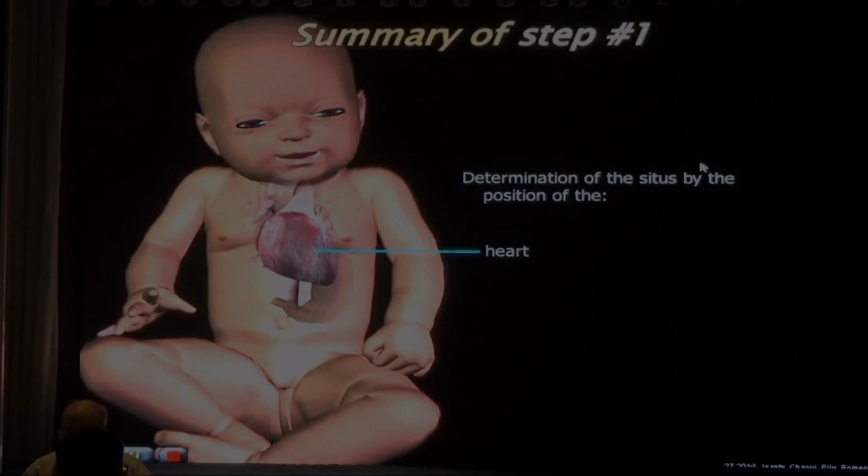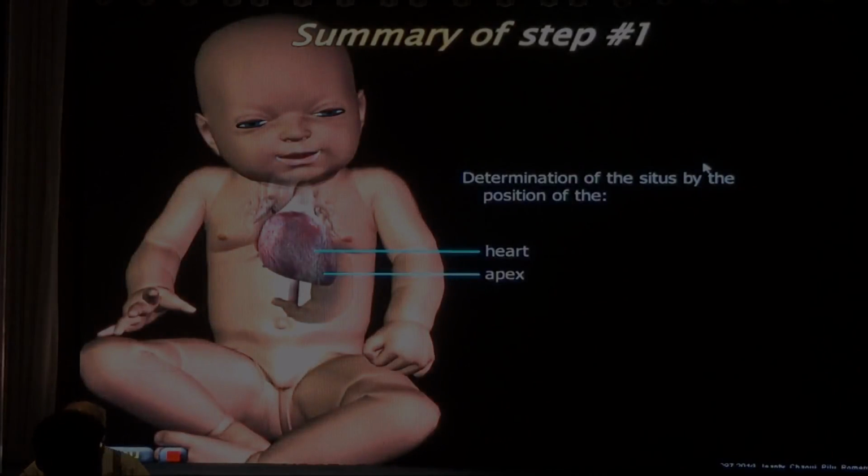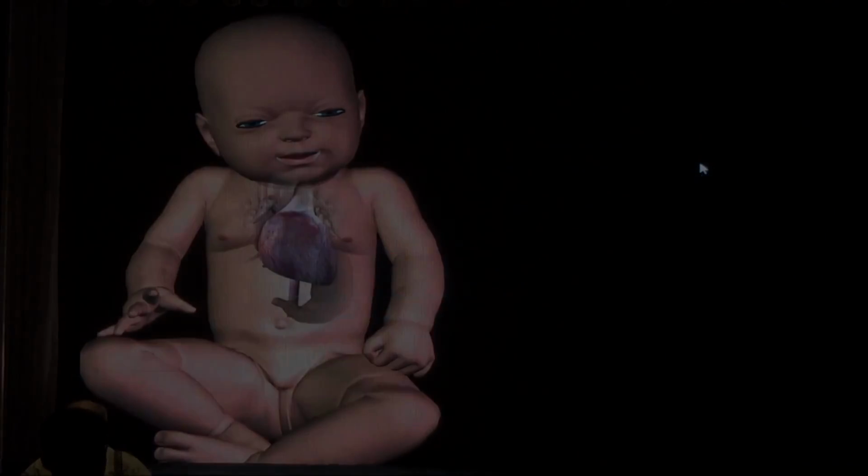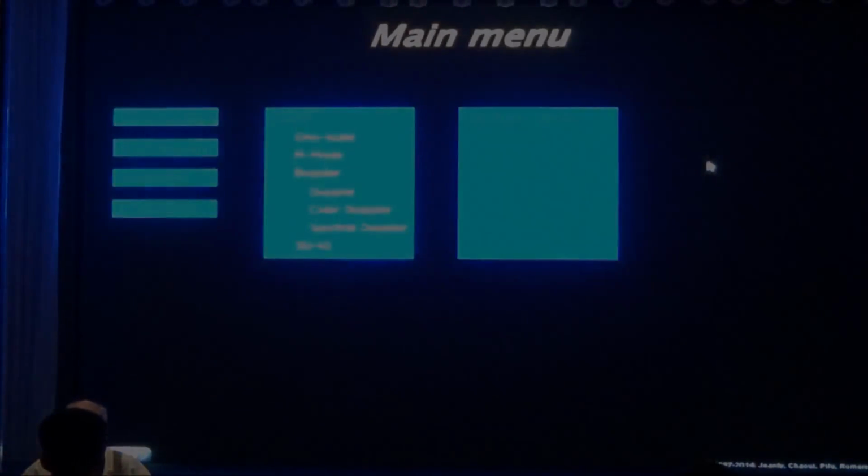So in the first step, what we did was very, very simple. No one can miss that. We look at the apex, the heart, the stomach, the descending aorta, and all of them should be on the left side.